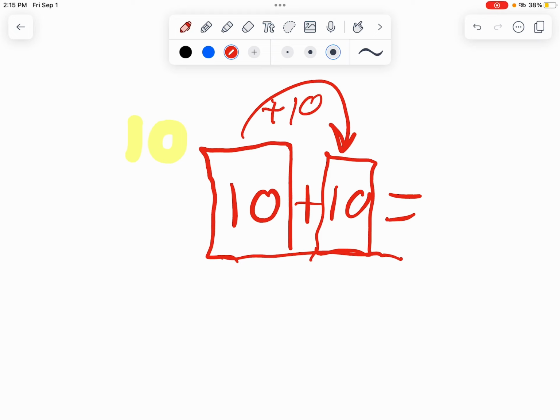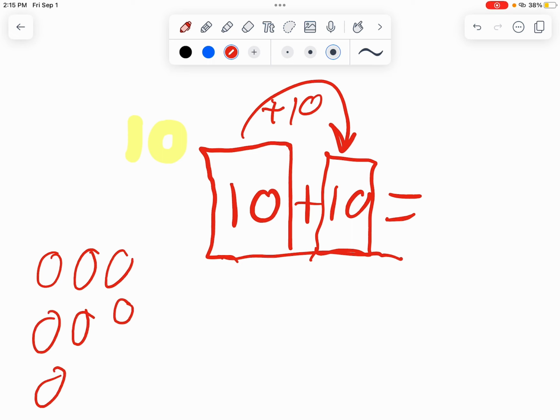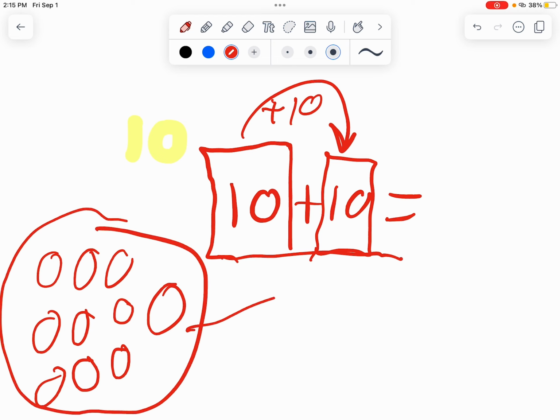So right here, if you have 10 people, these over here are people. There are 6, 7, 8, 9, and this one would be 10 here. And then there's another group of them over here. That means we have 10 more and 10 more.